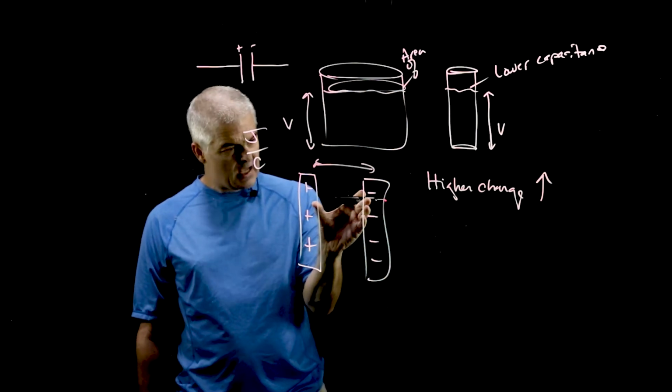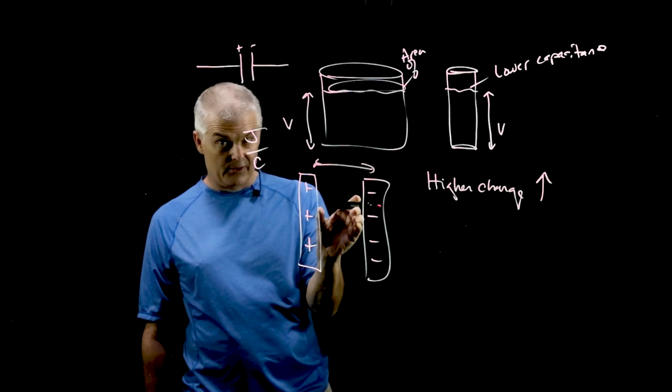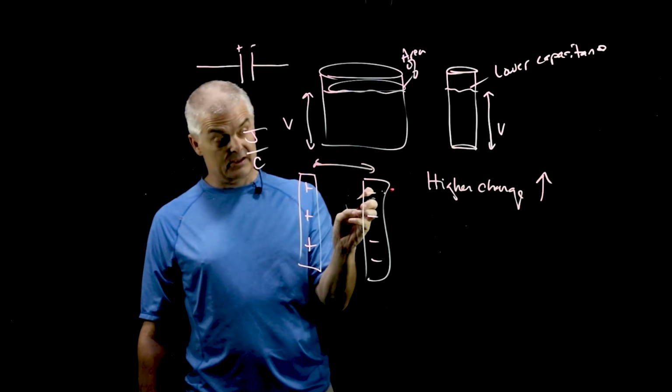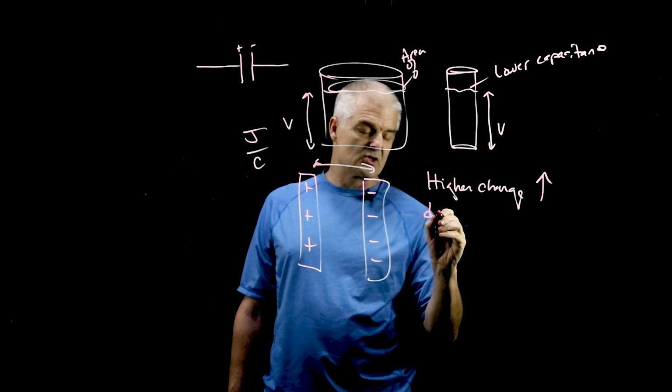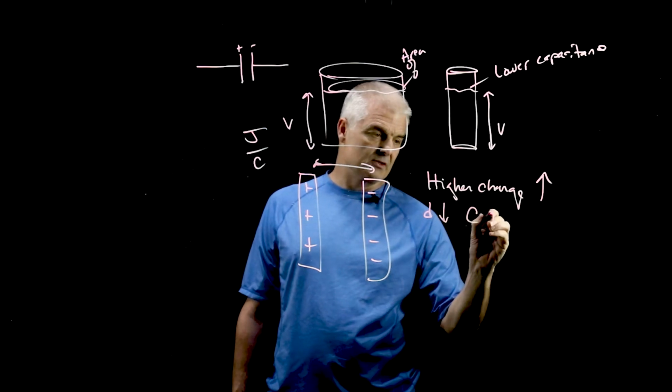And this is the opposite. The closer they are together, the more they like each other, and the more they want to make the jump. So the distance goes down, the capacitance goes up.